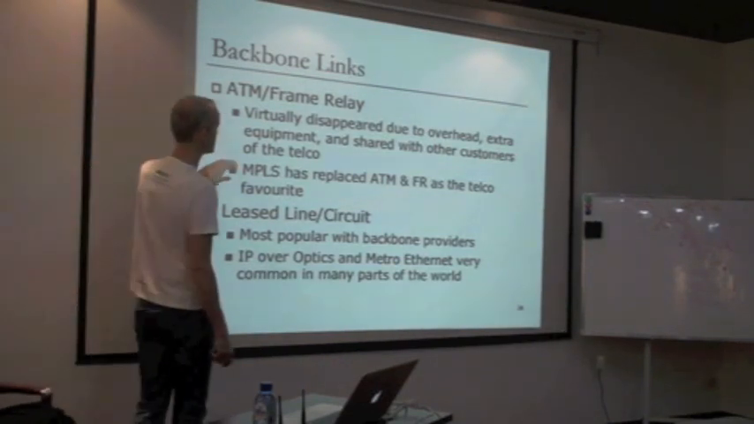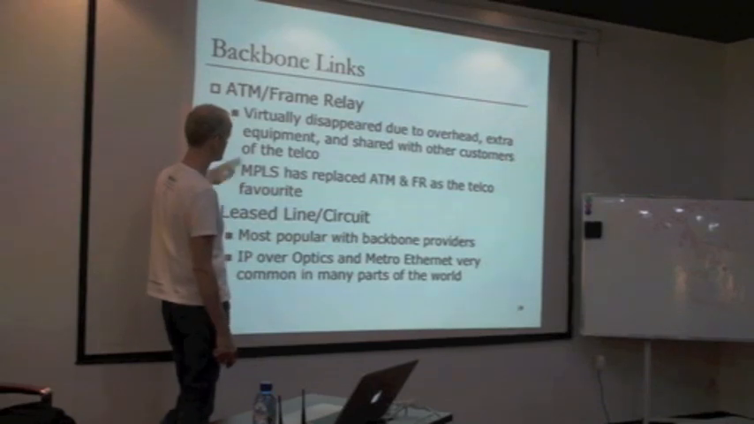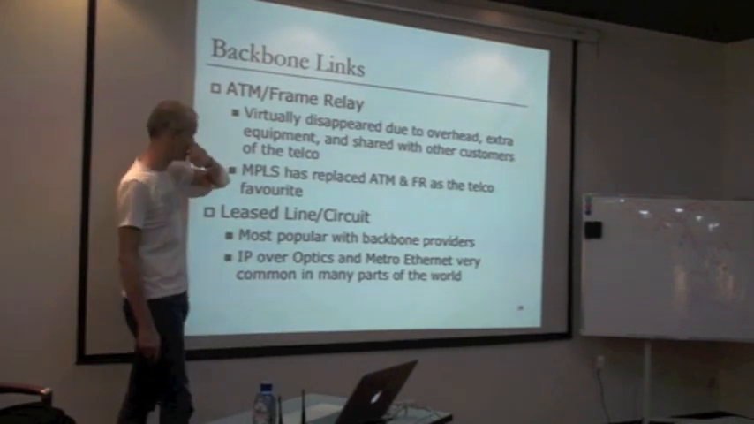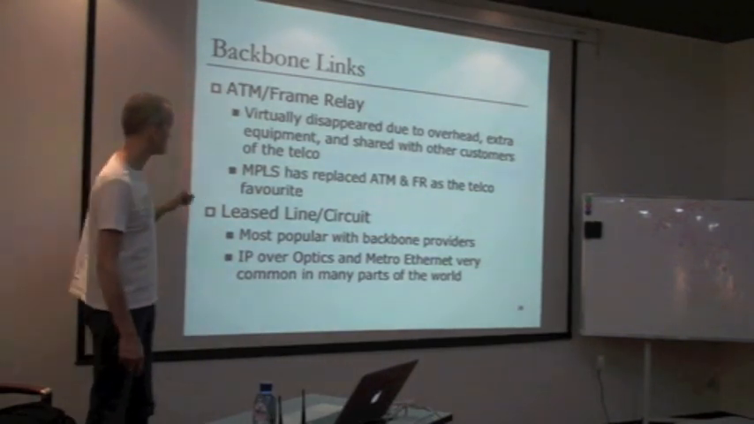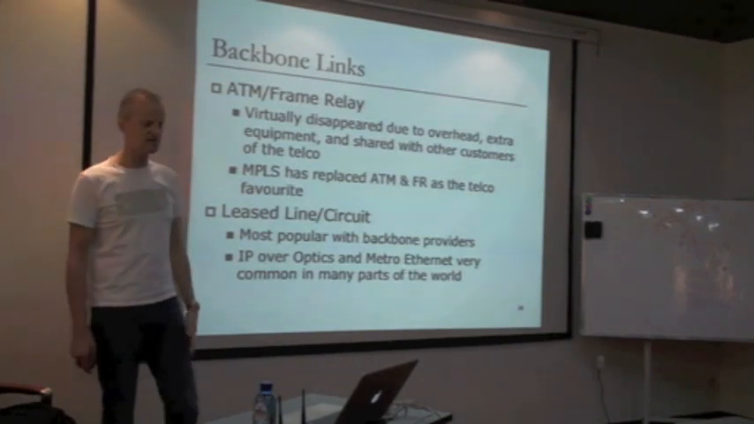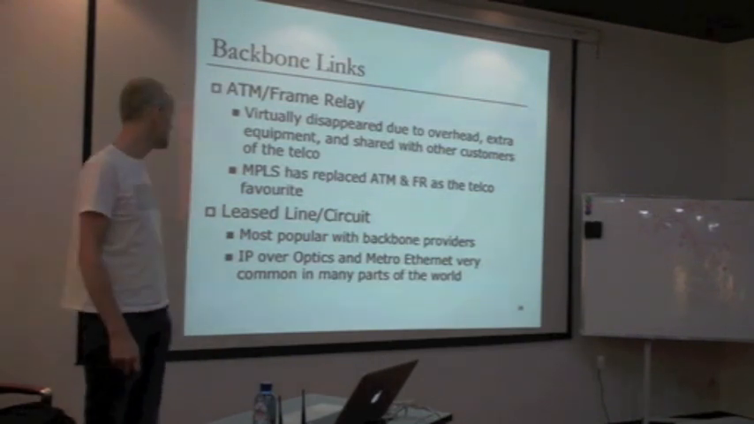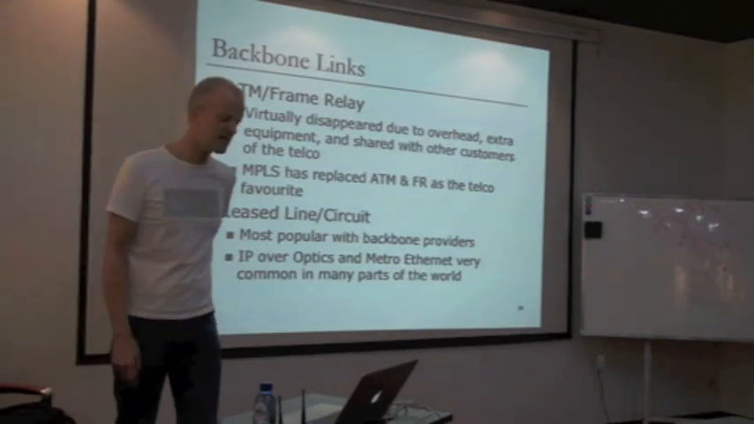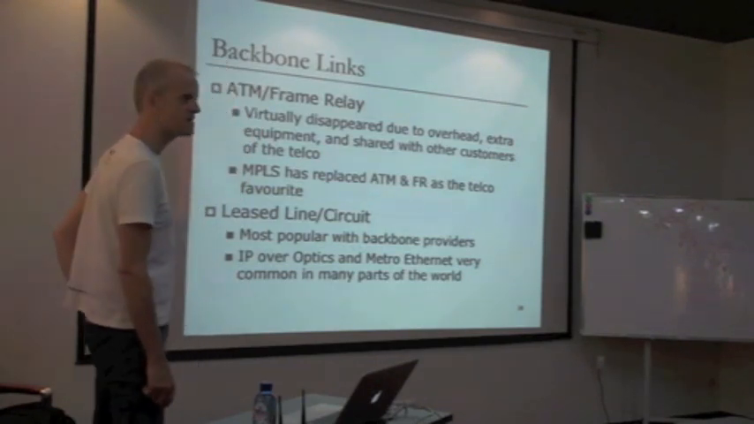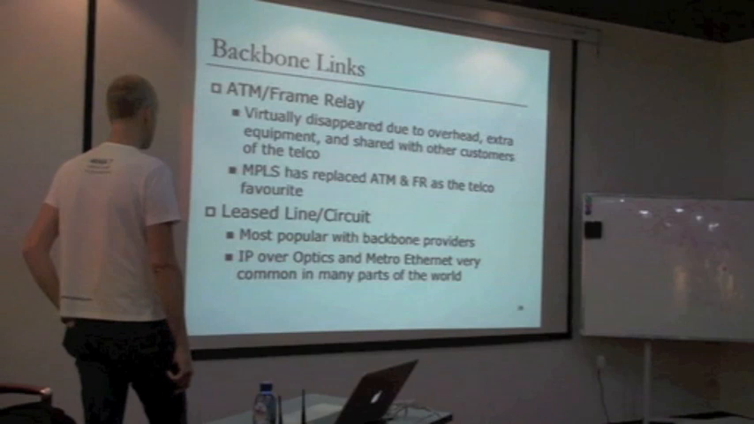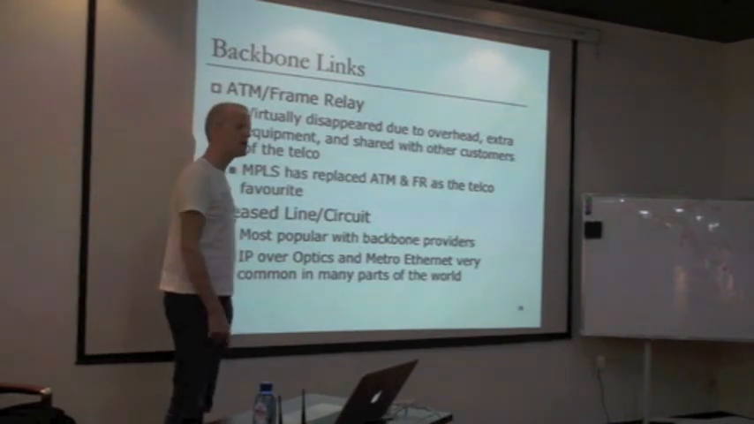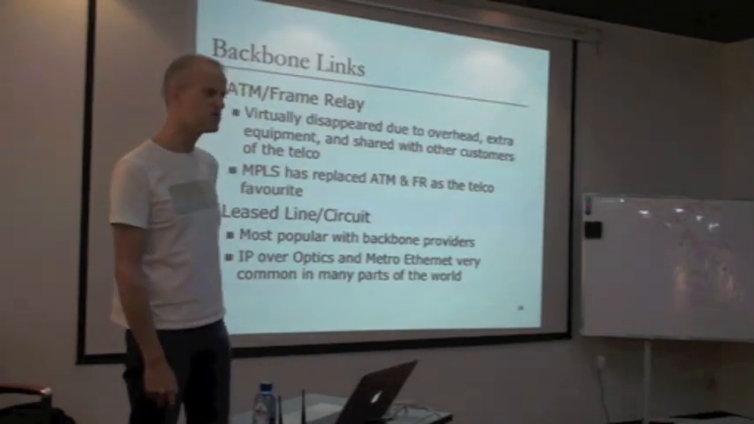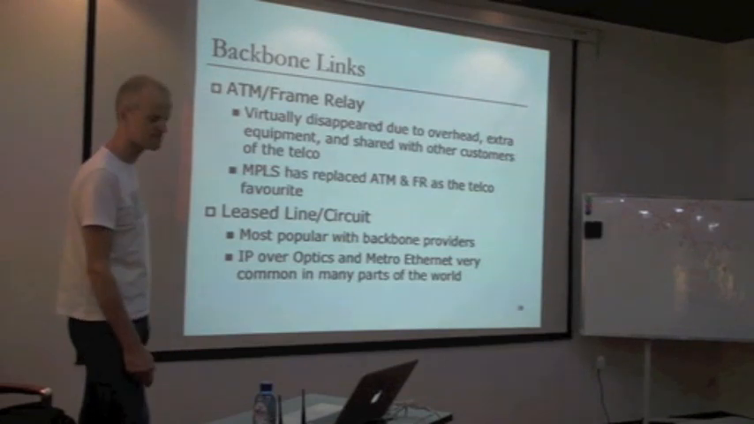MPLS has pretty much replaced ATM and frame relay as the telco favorite. So the telcos have adopted MPLS really as the replacement for ATM. The other way of doing it is the leased line of general infrastructure circuit. This is most popular with the backbone providers: IP over optics, Metro Ethernet, this type of thing. People are using Ethernet, Gig Ethernet, and so forth, even for medium distances. Some places I see gigabit Ethernet links 100, 200 kilometers long now being used for ISP backbones because it's the cheapest way of providing the infrastructure.